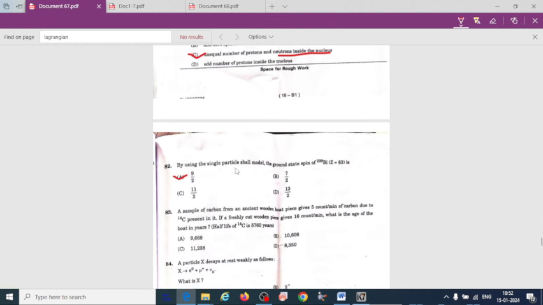By using the single particle shell model, what is the ground state spin of bismuth? So it is, as usual, a high Z element, so usually the spin is going to be large. So if we write according to the shell model, in terms of 1s, 2s, 2p, that is the equation, then we are going to have the ground state spin as 9 divided by 2.